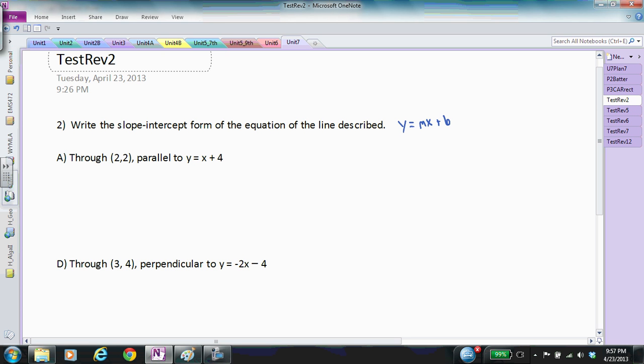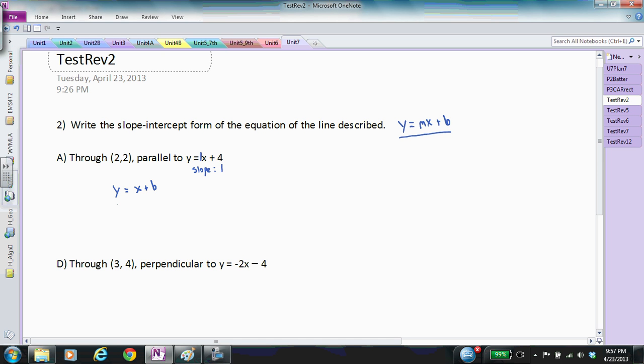So I want a line that passes through the point 2, 2 and is parallel to y equals x plus 4. So the slope of this line that we're given, since it's y equals x plus 4, that's like 1x. So the slope is 1. So my new line of the form y equals mx plus b, I know m is 1. So it's going to be y equals x plus b, where that's 1x.